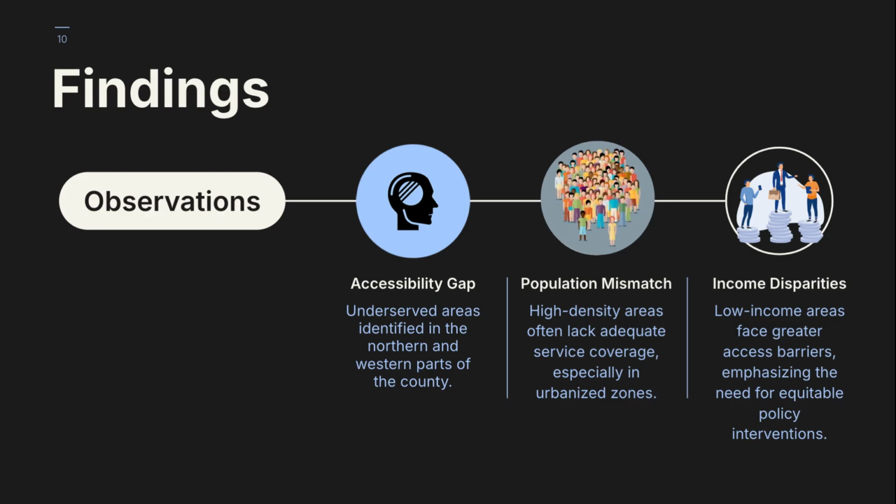Based on these visualizations, some key findings can be observed. The first is the accessibility gap. Underserved areas in the northern and western parts of Montgomery County show some gaps in service accessibility. In population mismatch, higher density areas, such as in Silver Spring, can face a mismatch between demand and service availability. Finally, income disparities. Lower income areas in the eastern part of the county have disproportionately poorer access to essential services, underscoring the need for more equitable infrastructure investment.